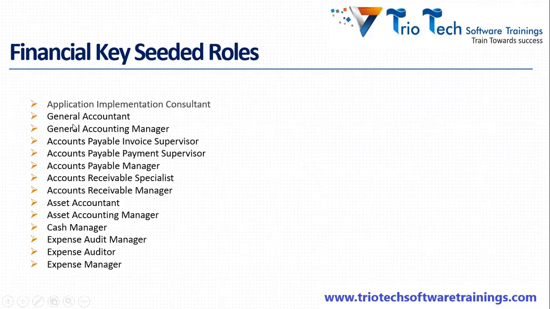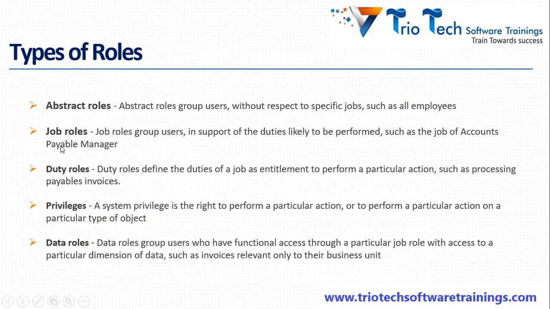Okay, so these are all the ones that you see here: general accountant, accounts payable, asset accountant. All these are job roles. Now how a job role is created, that we need to understand. A job role basically constitutes multiple duty roles. So accountant is a job, right? Accounts payable manager or an accounts payable accountant is a job. Now, what are the duties that an accounts payable manager has to carry out in the organization? Okay, so what are the examples?